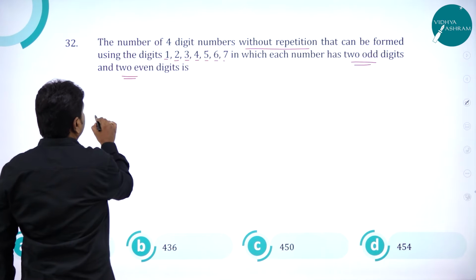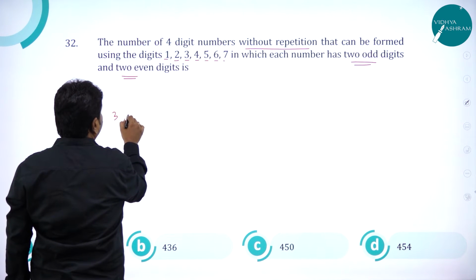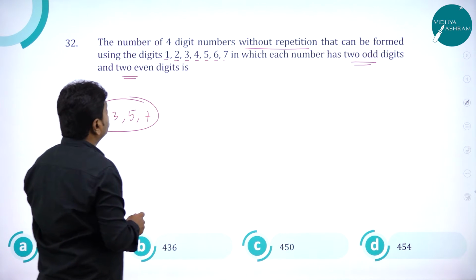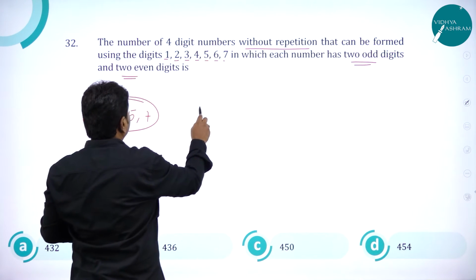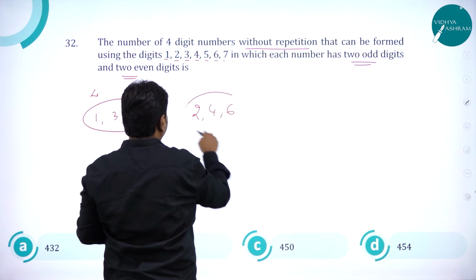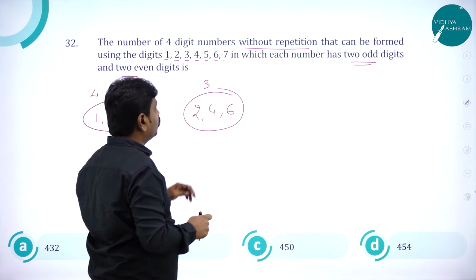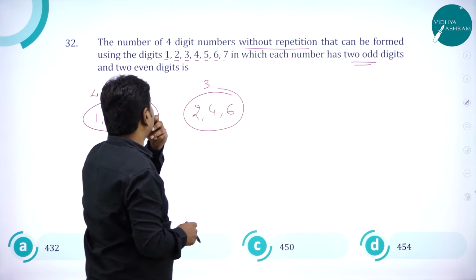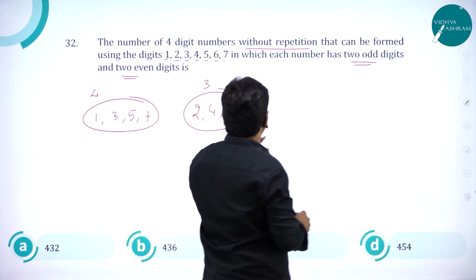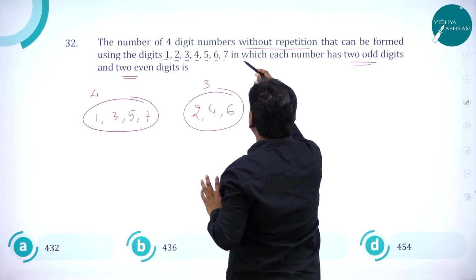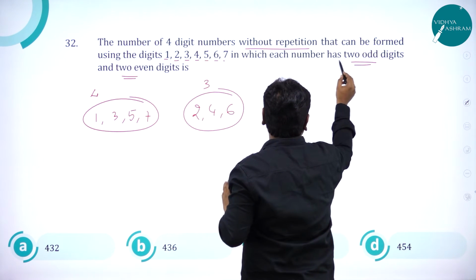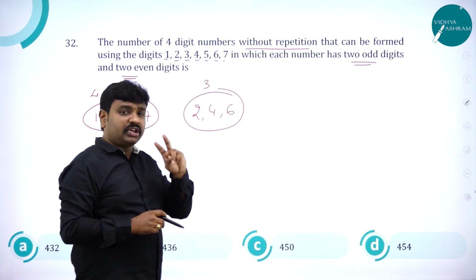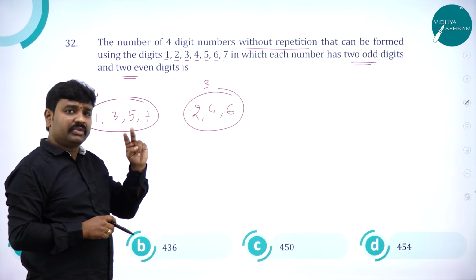In that, what are the odd numbers? 1, 3, 5, 7. How many odd numbers are given? 4 odd numbers are given, and 2, 4, 6, 3 even numbers are also given. Each number formed has to have 2 odd digits and 2 even digits. Since you have to pick 2 from odd, you have to pick 2 from even.